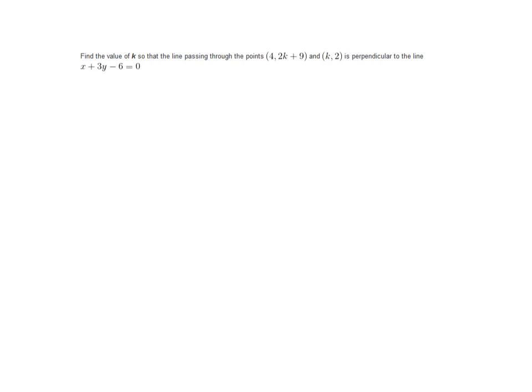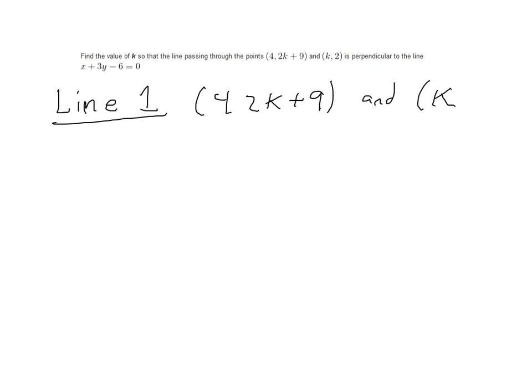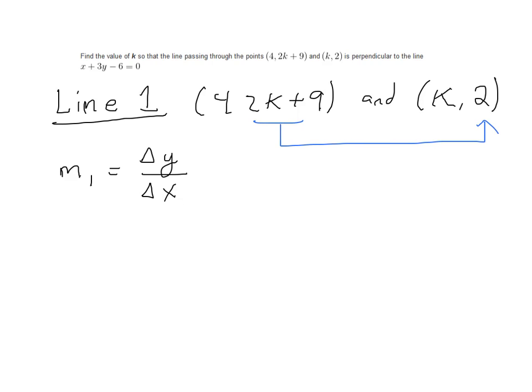Okay, so to begin, we're going to have line 1. And line 1 basically is coming from the 2 points (4, 2k + 9) and (k, 2), or just those 2 points. Alright, now to find the slope, that's just going to be the change in y over the change in x. So just because they have letters in them doesn't mean anything spectacular. You're still just going to do the change in y divided by the change in x.